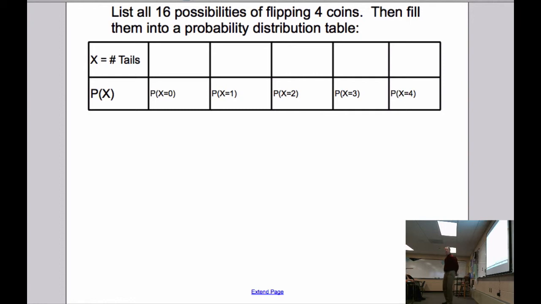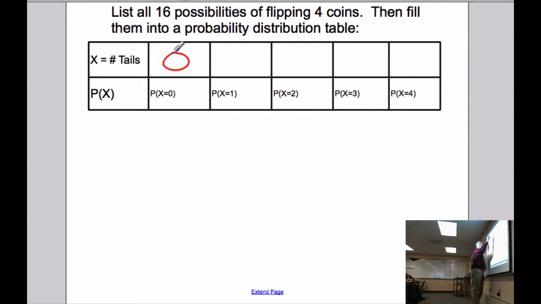List all 16 possibilities of flipping 4 coins, then fill them into a probability distribution table. A probability distribution table, and this is nothing new, it's from chapter 1, is showing all the probabilities for each one of the scenarios. X is the number of tails. What are our possibilities for the number of tails?